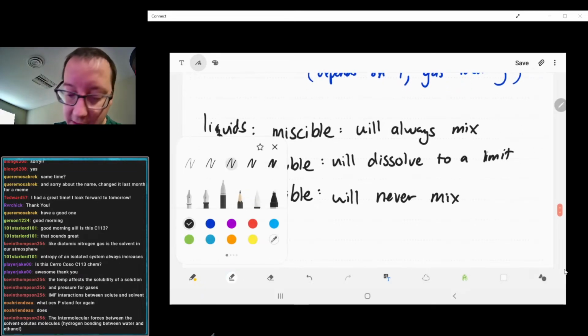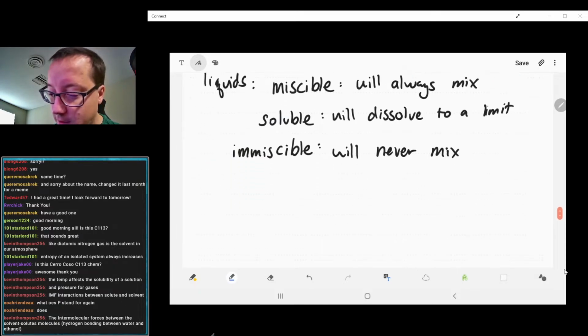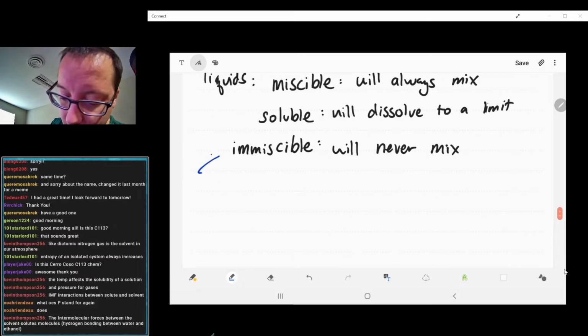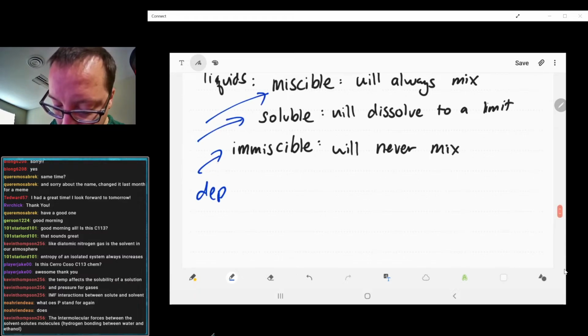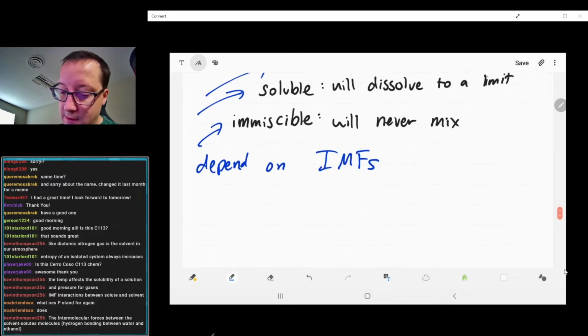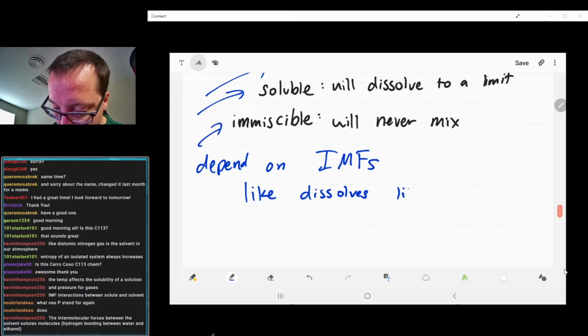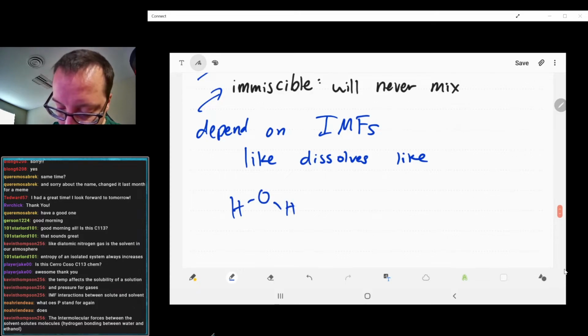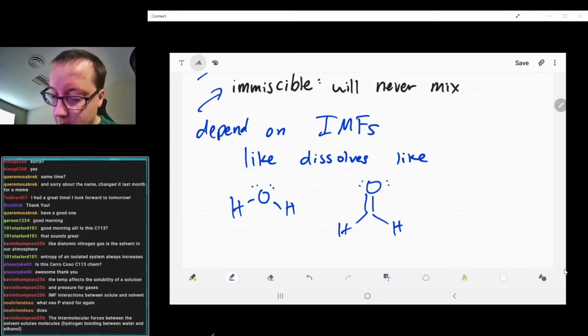And all of this, as Kevin has already said, because he's going to be the new instructor, depends on intermolecular forces. So we know that like dissolves like. Something like water and formaldehyde are going to be miscible together because they both have similar properties. They're both polar. In the case of formaldehyde, we do not have hydrogen bonding.